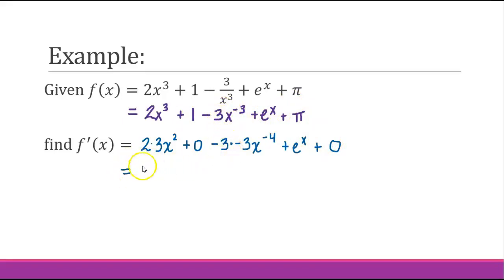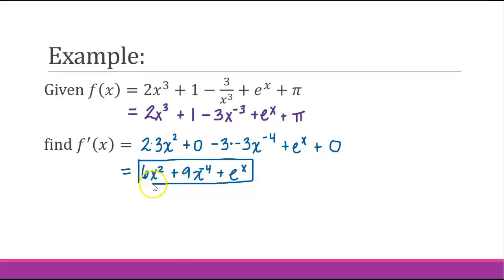And now we'll go ahead and simplify so we can multiply these coefficients. So we have 6x squared. Here the negative 3's multiply to become positive 9x to the negative 4, plus e to the x. So we can go ahead and leave our answer like this.